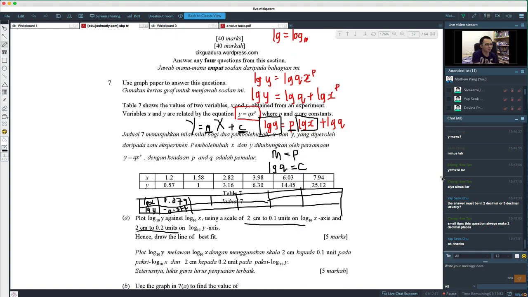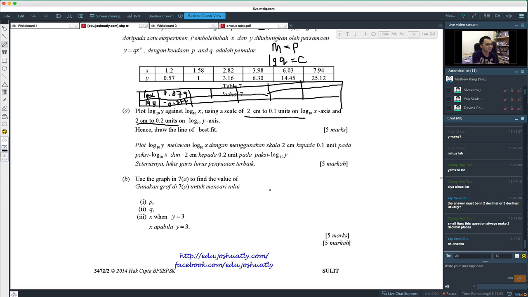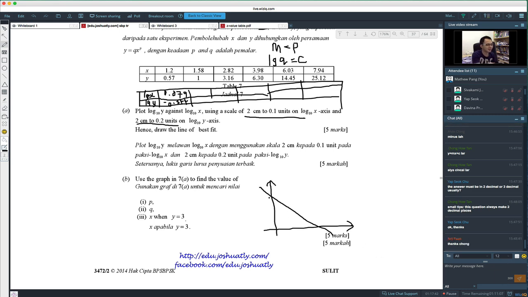So, for example, after you have drawn your graph, it will look like this. For example, this is not the real graph for this question, I just give an example. If I draw until like this, and let's say this value is 1.2, and after I solve, my gradient is 0.4. So you just say your P is the gradient, so P equals 0.4. And Q is the vertical intercept, right?